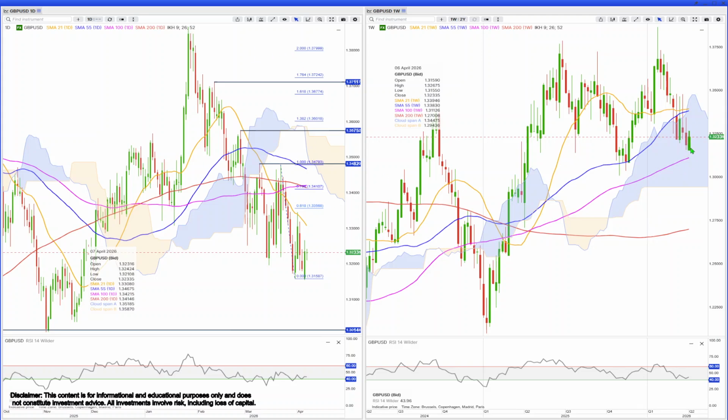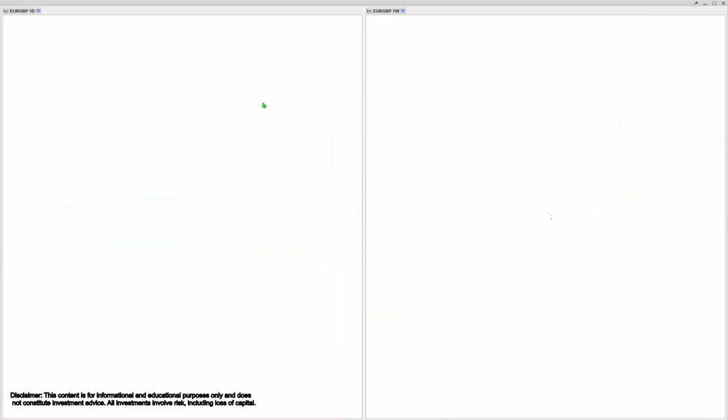But here on the weekly, we'll see where we also are. We are in a bearish trend. However, there's positive sentiment on the RSI, which never broke below the 40 threshold. So that is something to keep an eye on here in the coming days and weeks.